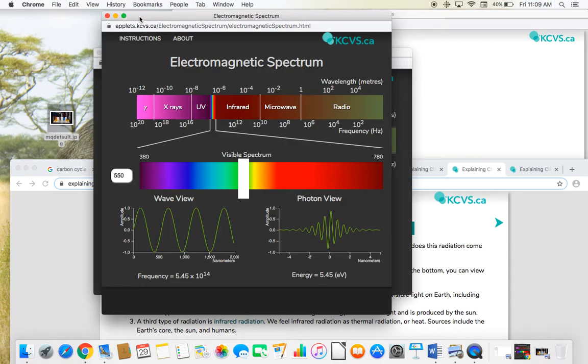You'll probably remember from grade 8 a little bit about optics, that there's gamma rays, X-rays, UV, the light we can see, infrared, microwave, and radio. Infrared radiation is the radiation that makes you feel warm.